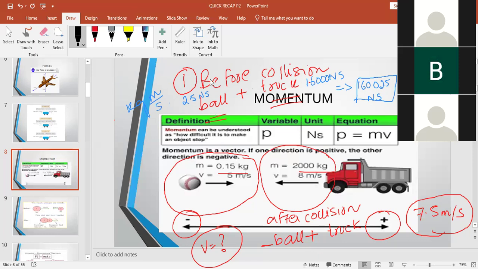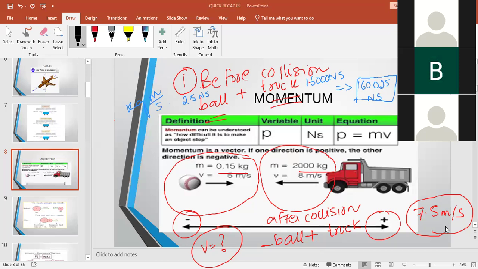You will do the same thing for after collision as you have done for before collision. You will add up the momentum of the ball with the truck, but for the momentum of the ball, you will put a negative sign because it is moving in the opposite direction. Is that clear? So that will be 0.15 multiplied by v with a negative sign, plus the truck's momentum, which will be 2000 multiplied by 7.5. Got it?